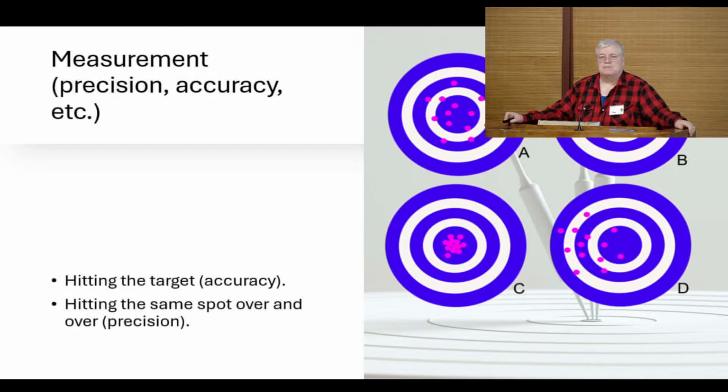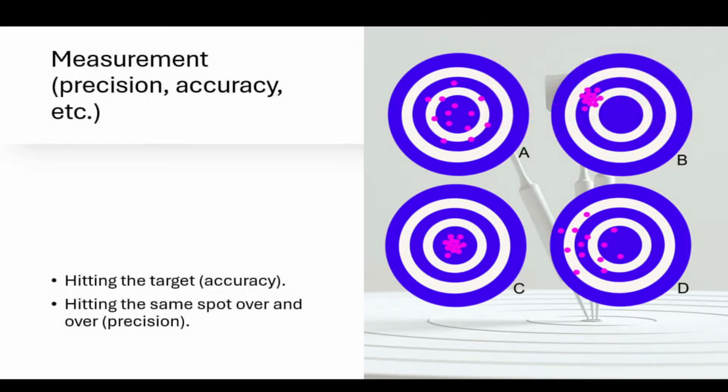So here's an example of that. This is an illustration I made for my book. So figure A is you're fairly accurate. All of your darts cluster around the center, but the clustering is sort of open and dispersed. Figure B, you're very precise. You can throw that dart and hit pretty much the same spot over and over and over again.